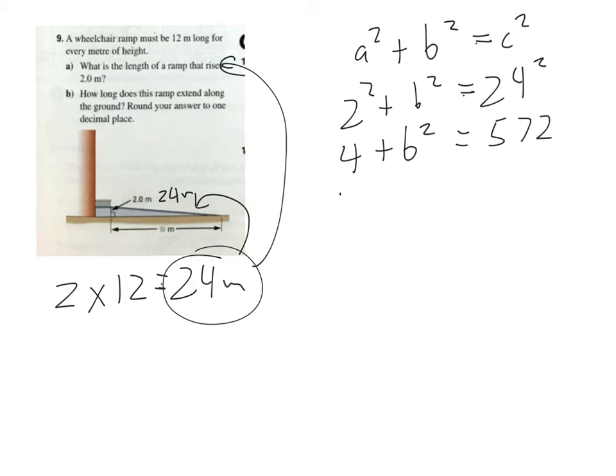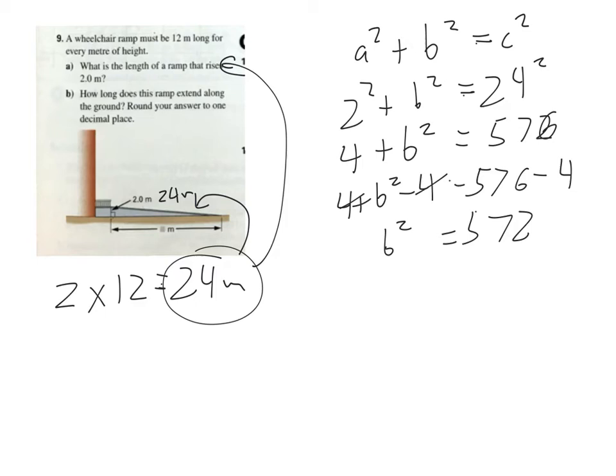So 4 plus b squared minus 4 equals 576, sorry, that's a 6 there, minus 4. So b squared, those cancel out, equals 572. So now we've got to take the square root of each side. So square root of each side, we have b, not b squared, b equaling 23.92 meters.